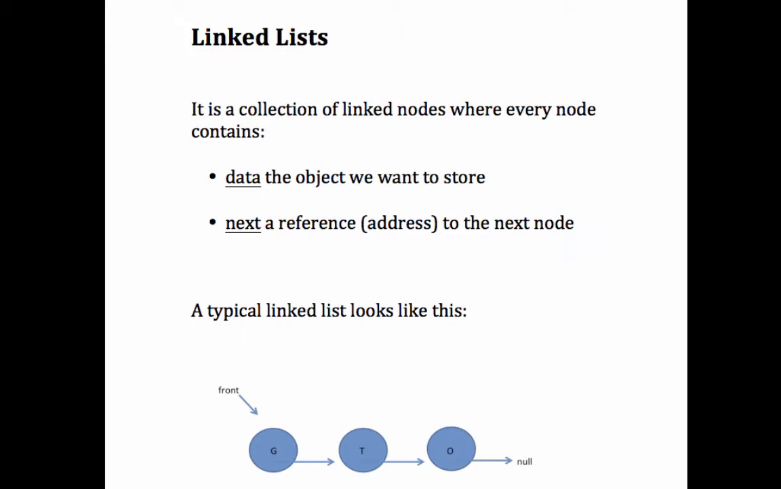And as you can see on the picture, there is something that we call front, and that tells you where the list starts. You're going to see different notations for this. It's sometimes called head, front, or first. Bottom line is you need a reference that will tell you where you can find the node that starts the list. What is the address of the first node on the list?